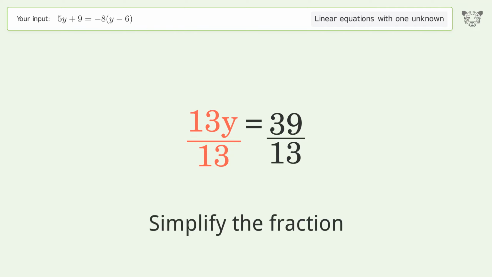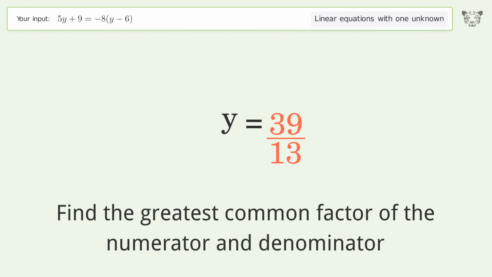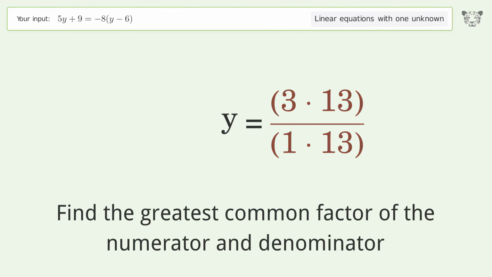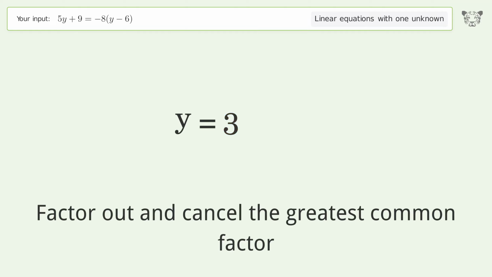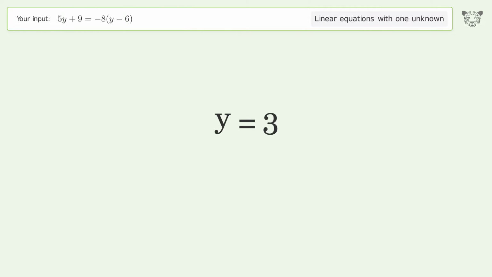Simplify the fraction. Find the greatest common factor of the numerator and denominator. Factor out and cancel the greatest common factor. And so the final result is y=3.